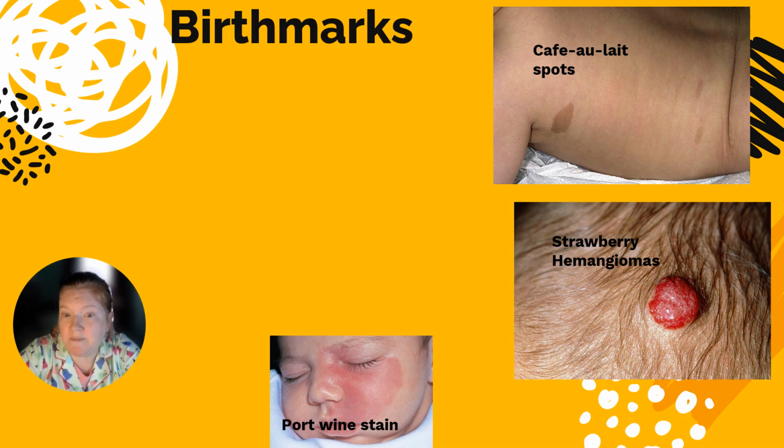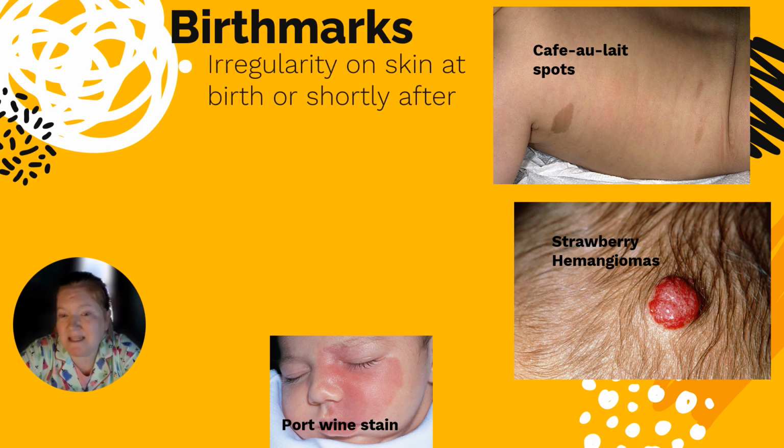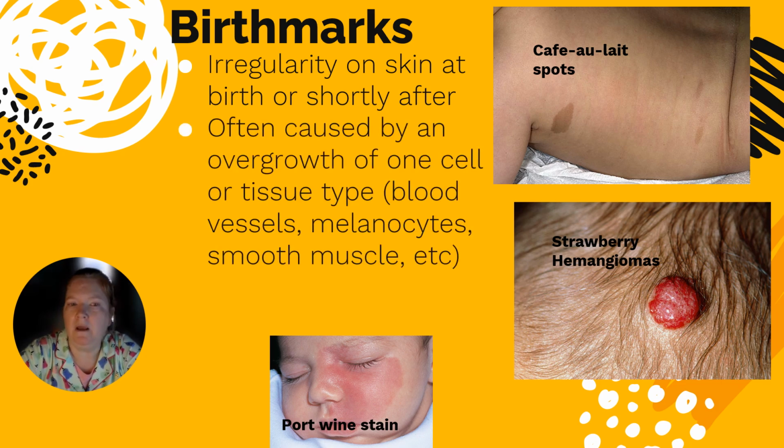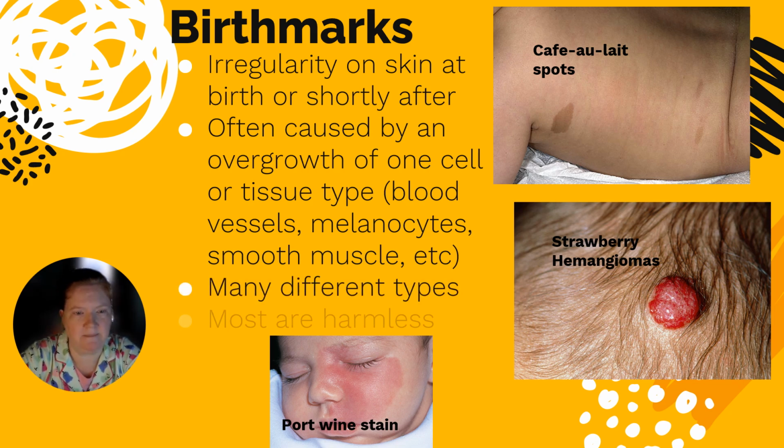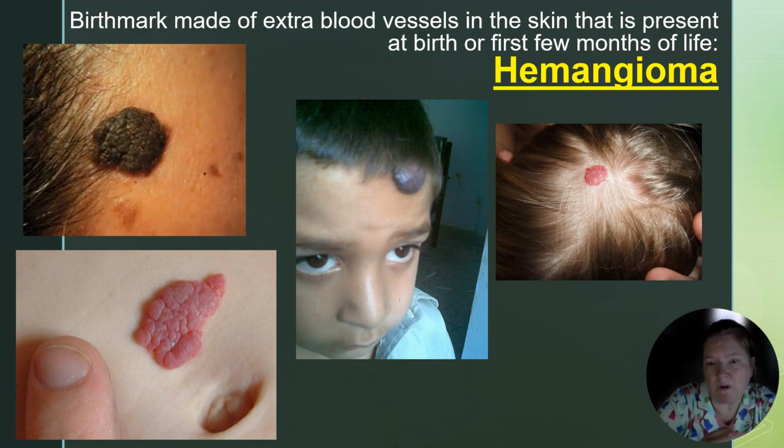There are different types of birthmarks. It's an irregularity on the skin that shows up at birth or really shortly afterward. It's often caused by an overgrowth of one cell or tissue type. So it could be a blood vessel, a melanocyte, a smooth muscle, okay, something overgrew. So there are a lot of different types. Most are harmless. Okay, again, a variety of different types of birthmarks.